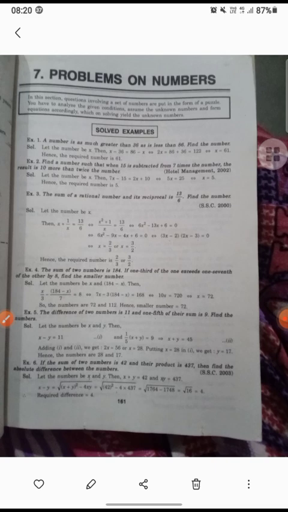We'll get 61. Find a number such that when 15 is subtracted from 7 times the number, 7x minus 15, the result is 10 more than twice the number, 2x plus 10.